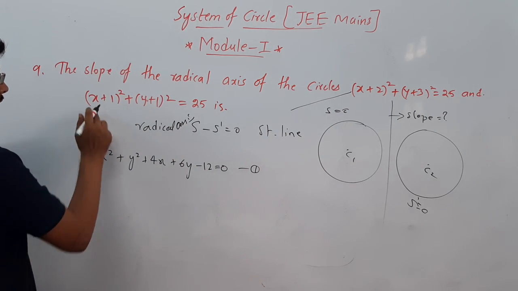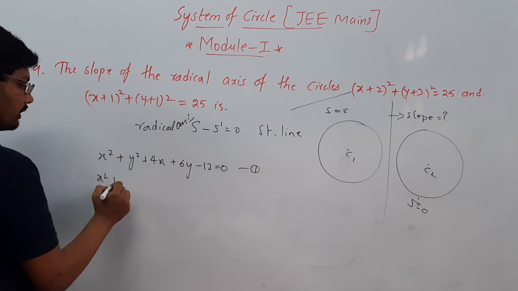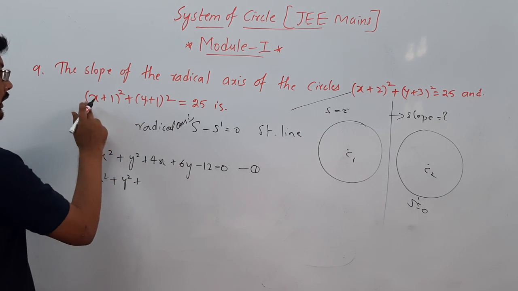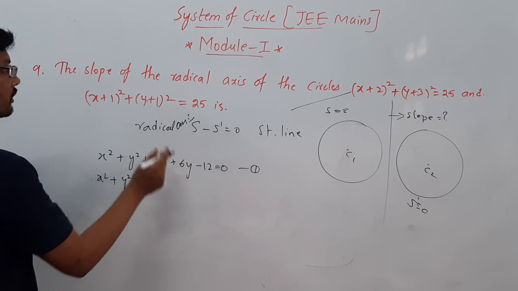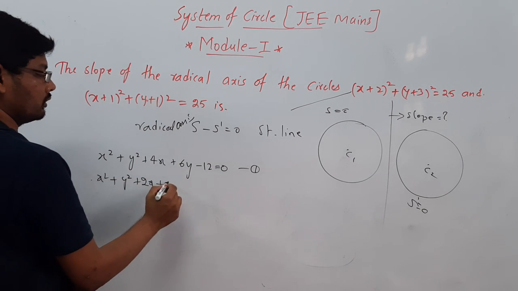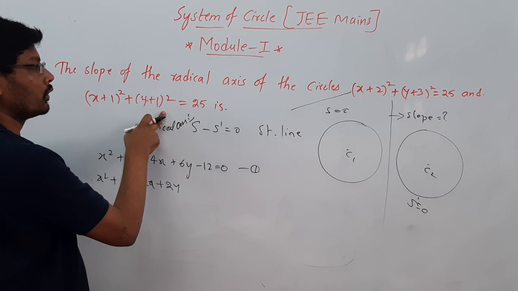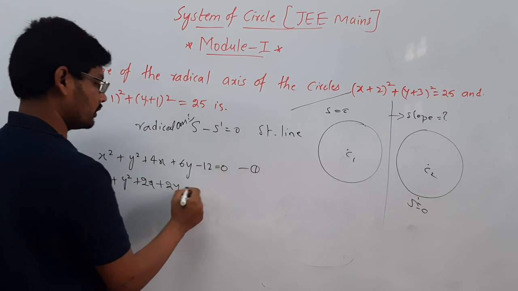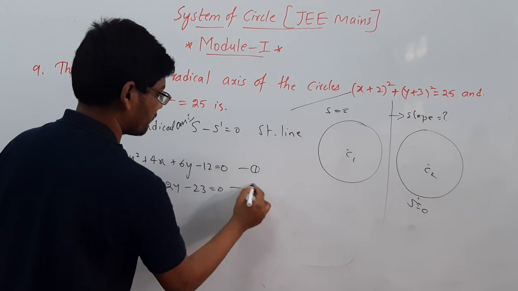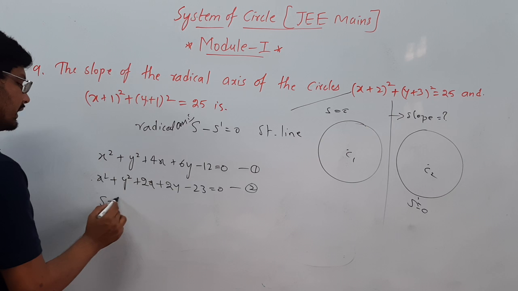Next, x square plus y square, plus 2x, plus 2y, and 1 square is 1, 1 plus 1 is 2, minus 25 is minus 23, equal to 0. This is equation number 2. S minus S dash is equal to 0.